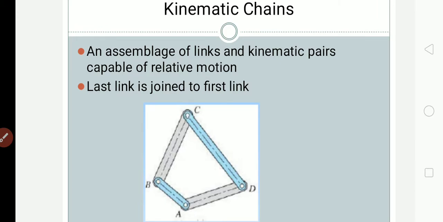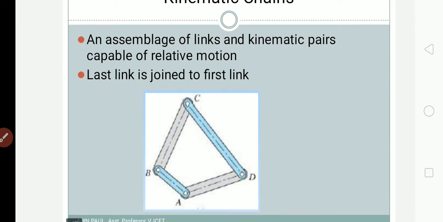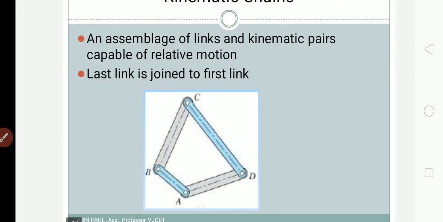The previously studied things are required if you want to understand the concept of kinematic chains. It's an assemblage of links and kinematic pairs capable of relative motion. That is, it's an assembly which consists of a number of links and pairs which are connected together and which is capable of having a relative motion. That is a kinematic chain.